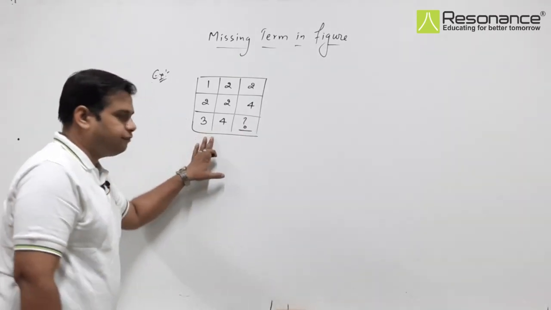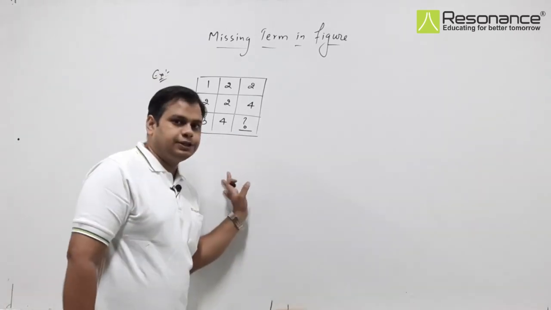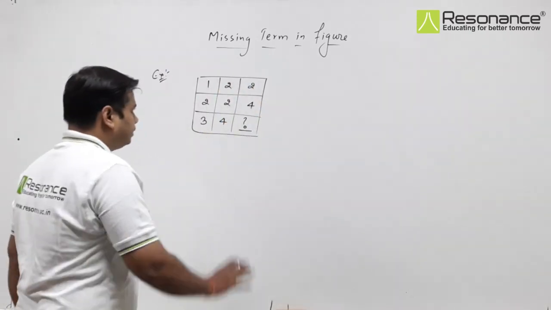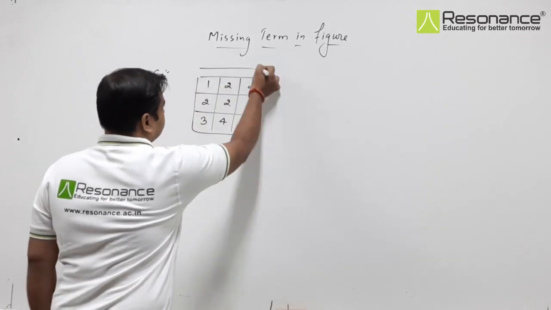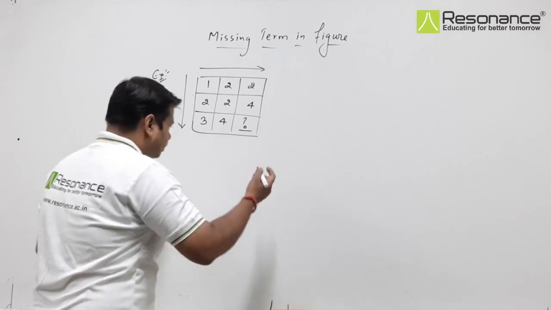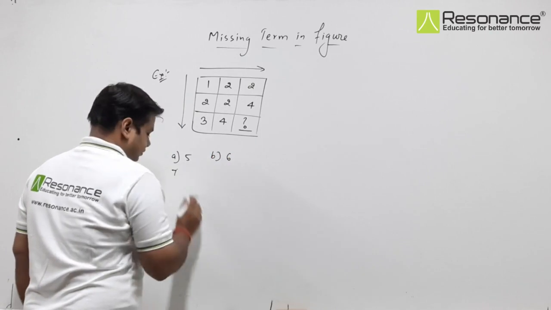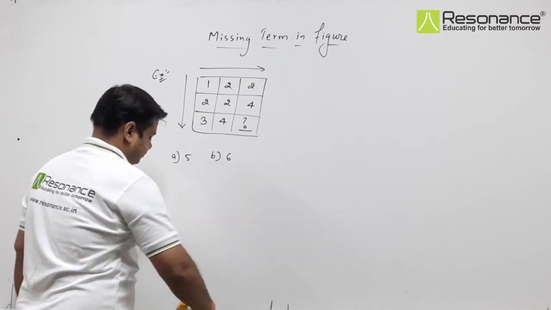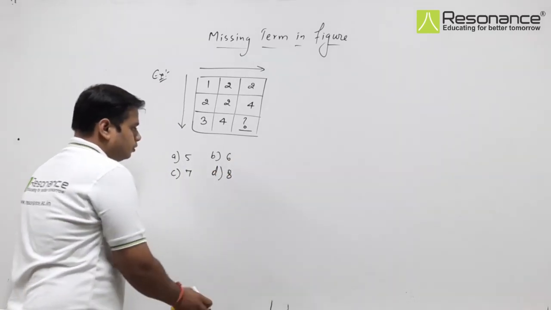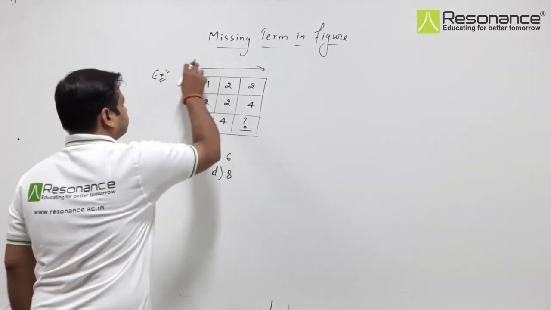Now whenever we have a question of grid, we have to apply the rule, the relation of numbers column wise or row wise. That means the logic between numbers can be applied row wise or column wise. Suppose our options are 5, 6, 7 and 8. Okay, these are our options. Now we have to apply the logic.